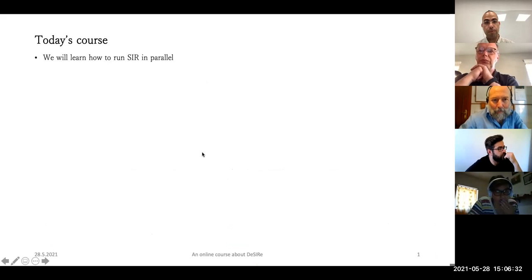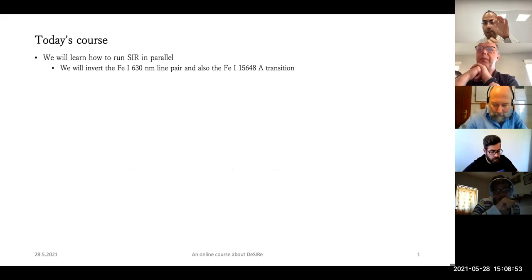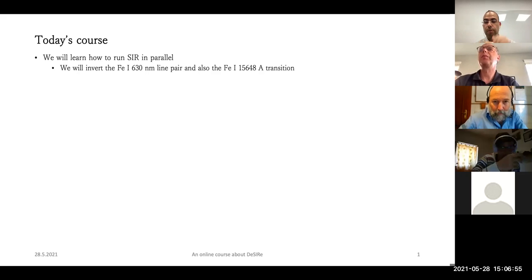We will learn how to run SER in parallel, but this time for performing inversions. We will embed the iron 630 pair, so 6301 and 6302. And then we will also embed together with iron 1.5 micro. This is for showing you how to embed together two different lines that don't go as a blend. So you have two entries in the wavelet file.